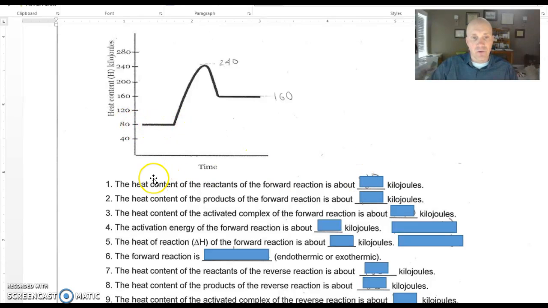All right. So what is the heat content of the reactants in the forward process? So reactants would be here. So that would be 80. All right. Heat content of the products. Here are the products. Their heat content would be 160. Heat content of the activated complex would be right here. That's 240. All right, activation energy.